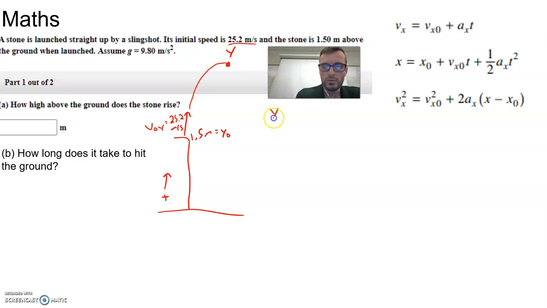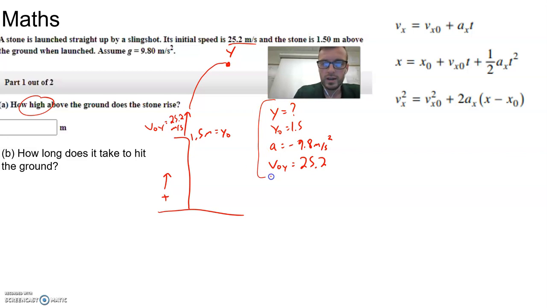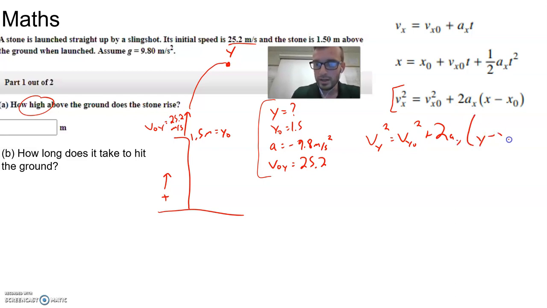So if we pull this all together, y initial equals 1.5, acceleration equals negative 9.8 meters per second squared, because we defined up as positive, and v initial y is equal to 25.2. Now, this question says how high above, and if you look at these variables, sometimes what you don't know tells you more than what you do know. And what we don't know is time. Since we don't know time, this is the only equation we might be able to use, because these have time in them. Those aren't going to be helpful. Let's go ahead and set this up. Vy squared equals Vy initial squared plus 2 ay times y minus y initial.